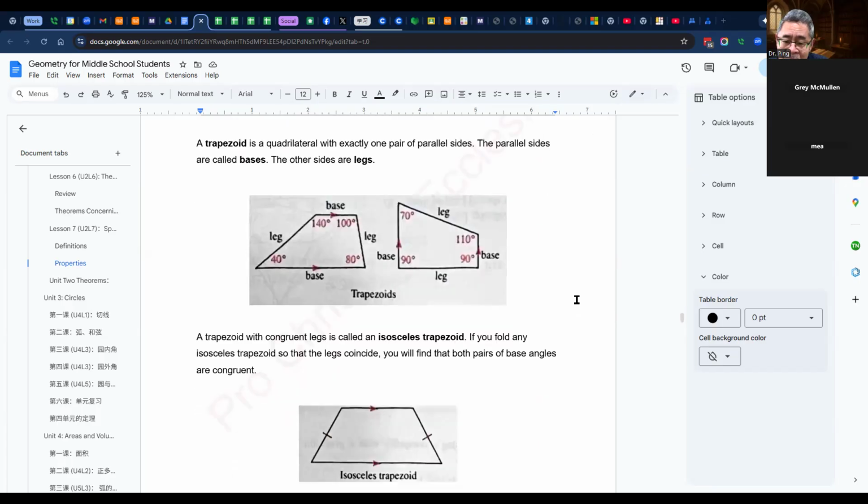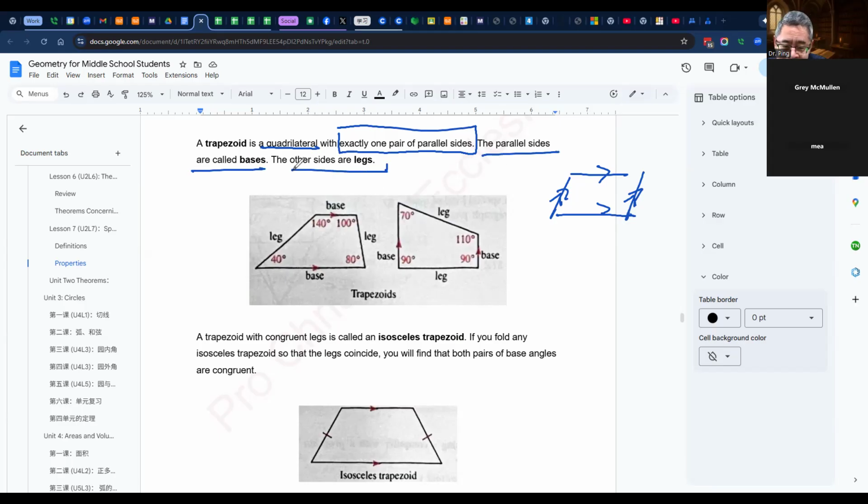All right, now we're going to look at the trapezoid. The trapezoid is a quadrilateral. That's, we know, four sides, but what makes it special is that it has exactly one pair of parallel sides. Well, we know a parallelogram has to have two pairs to make it a parallelogram. So a trapezoid only has one pair, and the parallel sides are called the bases. The other sides are called legs.